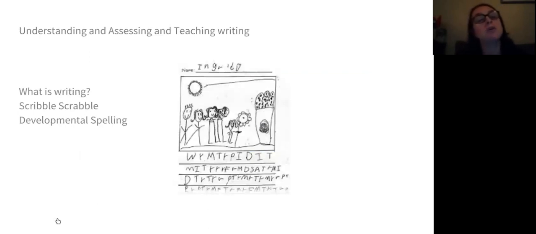Now, we've also gone over understanding, assessing, and teaching writing. So what is writing? Well, writing starts right at the beginning, where a child picks up a crayon and makes a mark on a piece of paper. It begins with scribble, scrabble, with making their mark and realizing that the pen didn't just slide across the paper, that was an intentional act, making a mark on the paper.